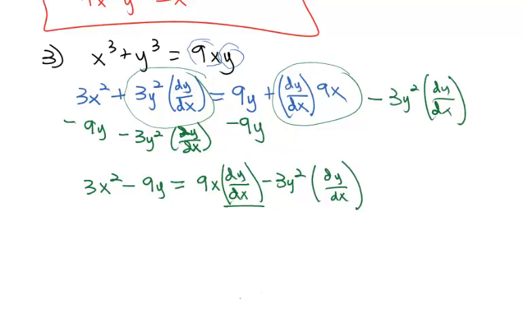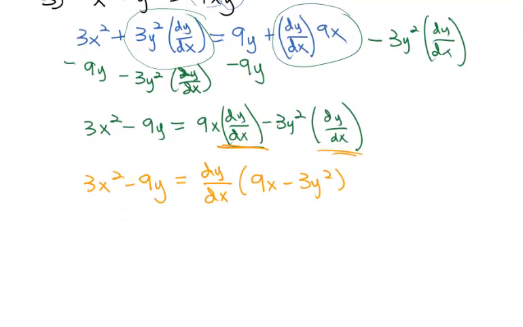Again, we've got this factor of dy/dx on the left side. I'm sorry, that's the right. That we can factor out dy/dx, and that leaves behind 9x minus 3y squared. The other side still 3x squared minus 9y. And so if we divide both sides by that 9x minus 3y squared, we have 3x squared minus 9y over 9x minus 3y squared is equal to dy/dx.